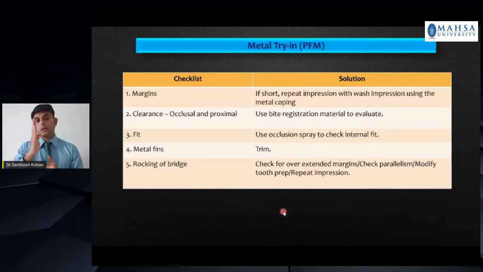Position your burr properly, parallel to the long axis of the teeth, and move the burr in the same position from one abutment tooth to another abutment tooth and check for parallelism. If you find any problems, modify the tooth prep and repeat the impression. If there are no problems in the parallelism, everything is okay, but your bridge is still rocking, then probably your tooth preparation was good, but maybe your impression was wrong. So just repeat the impression anyway.